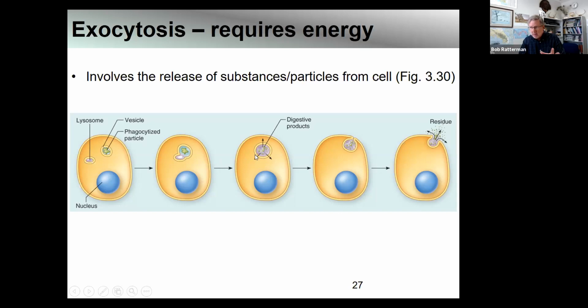and those amino acids that are broken down from the protein, those monosaccharides that are broken down from breaking down the polysaccharide, those fatty acids and glycerol that form when you break down the fat are then utilized by the cell, maybe to make more cell membrane.